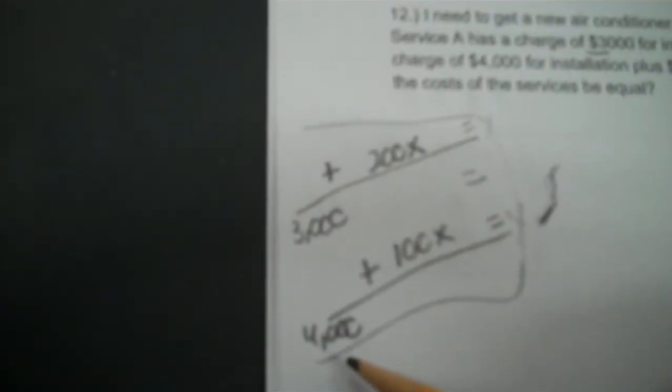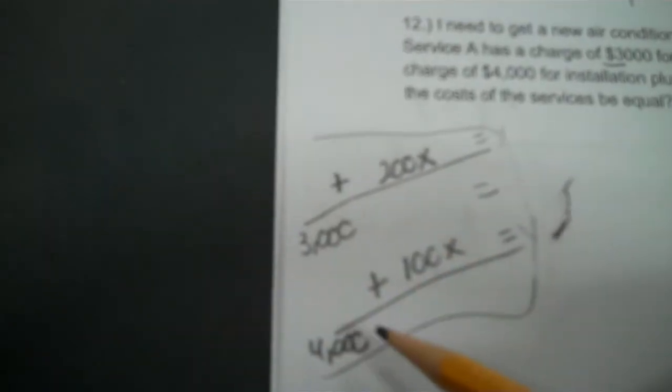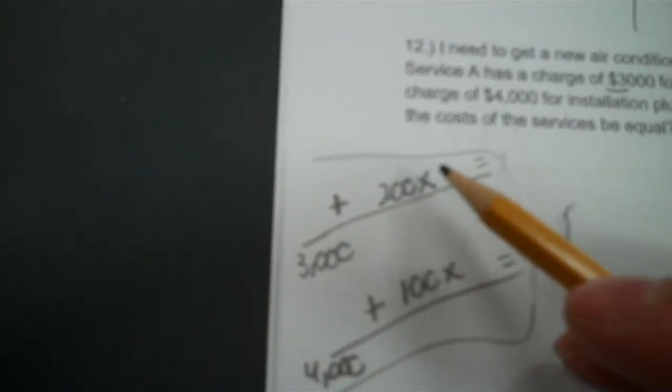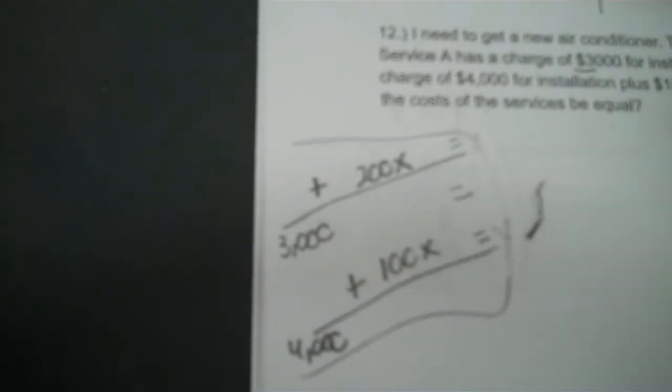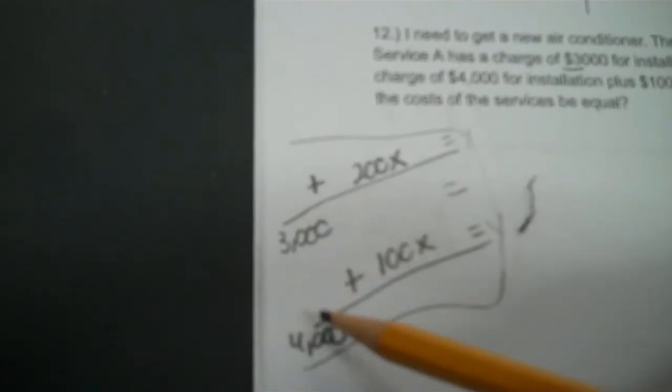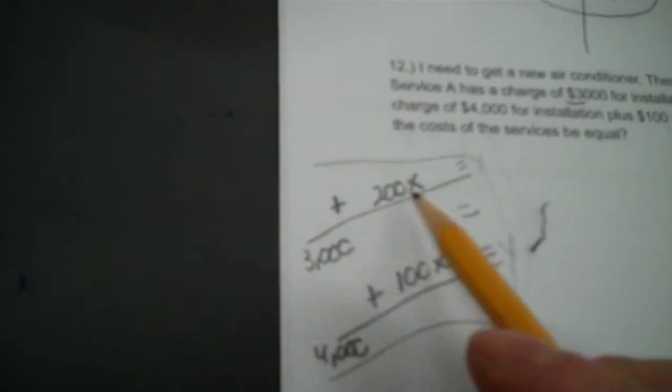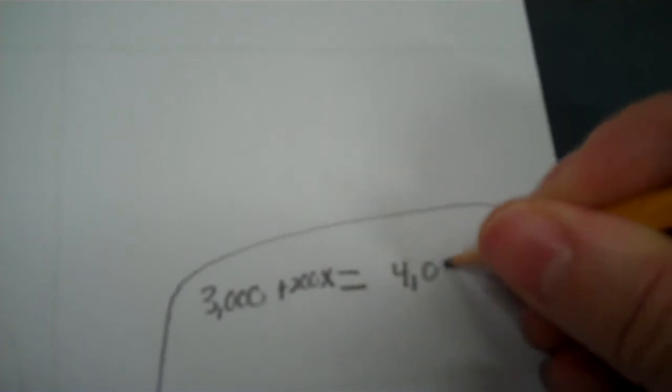So this one starts off more than this one, but this one's adding 200 every step. This one's adding 100. So eventually, this one catches up to this one. I've got to find out when, after how many hours. So my equals, on one side I do 3,000 plus 200x. Now on the other side I go 4,000 plus 100x.